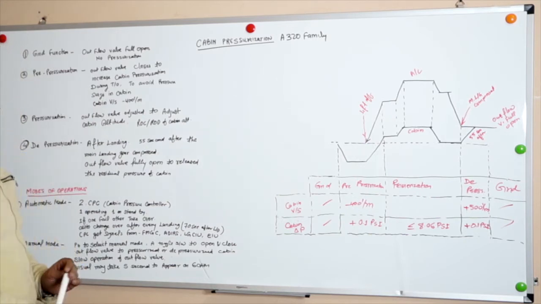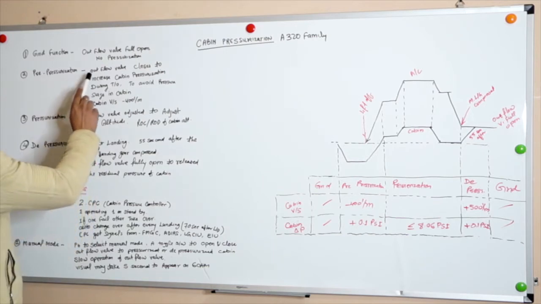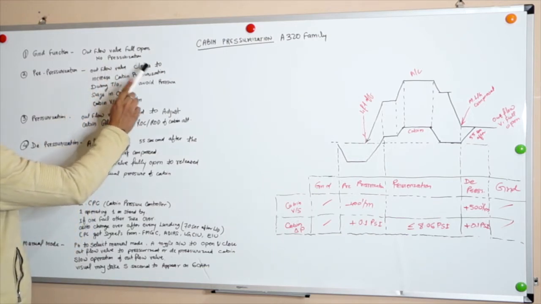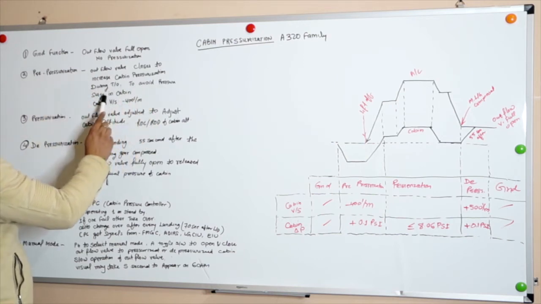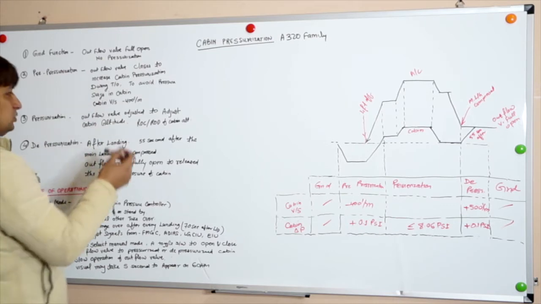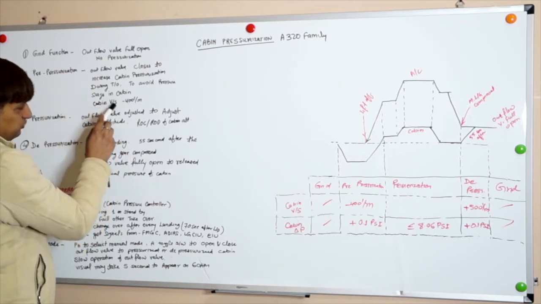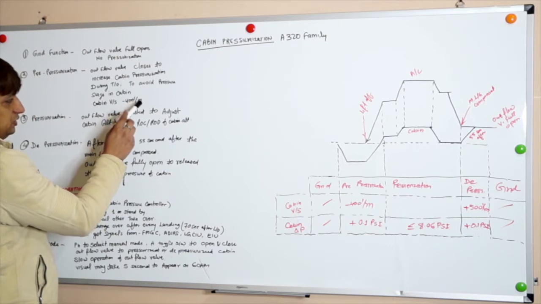To avoid that pressure surge, before starting takeoff, before the climb, or before lift off, we increase some pressure inside the cabin. Okay, so at this stage, the outflow valve closes to increase the cabin pressure during takeoff to avoid pressure surge in the cabin. And at that stage the cabin vertical speed is minus 400 feet per minute.